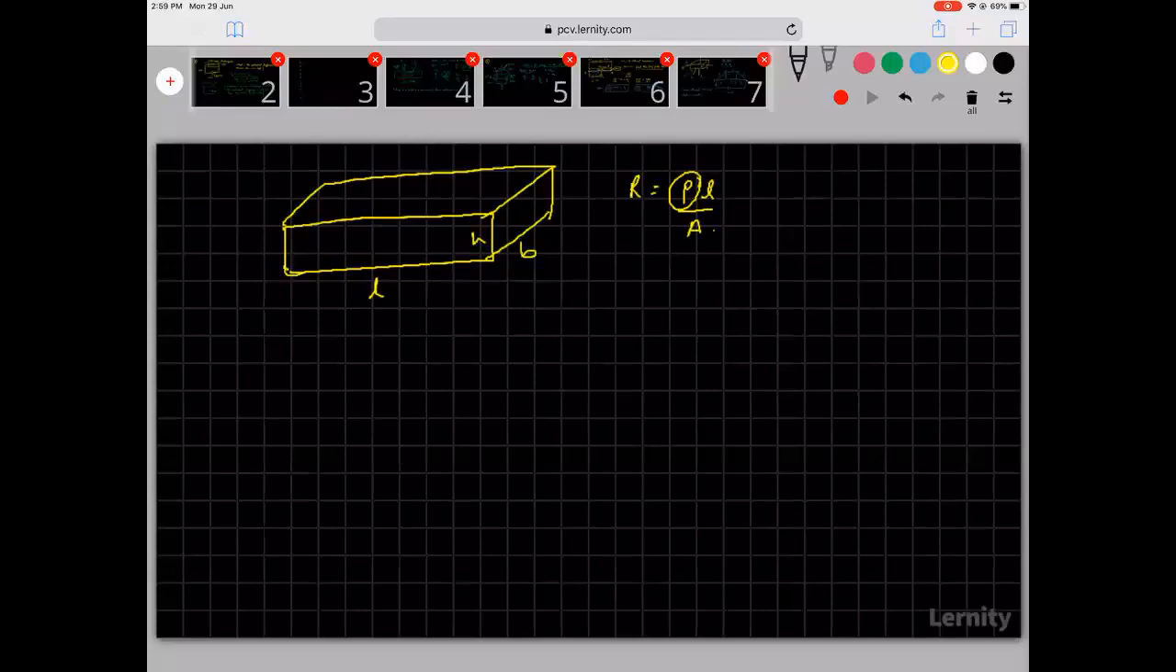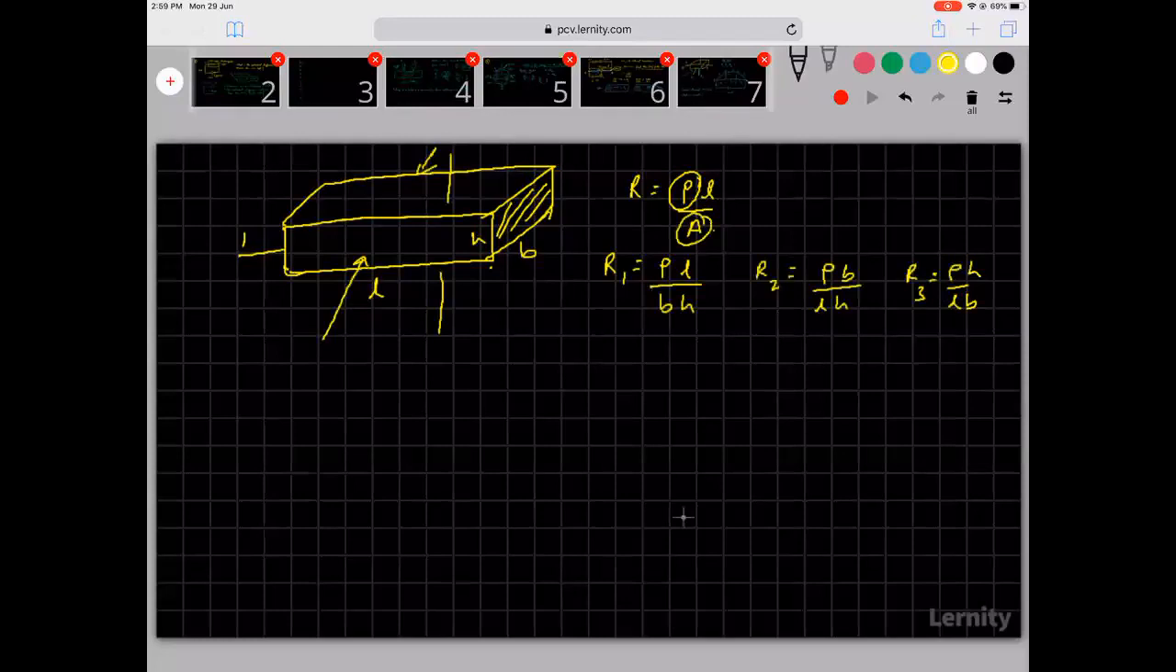In the case of one, the length is L, but the cross sectional area is B into H. So R1 will become equal to rho L by B into H. Same way, when you connect it this way, R2 will become equal to rho B divided by L into H. In the other case, R3 will become equal to rho H by L into B, because the cross sectional area is changing each time.